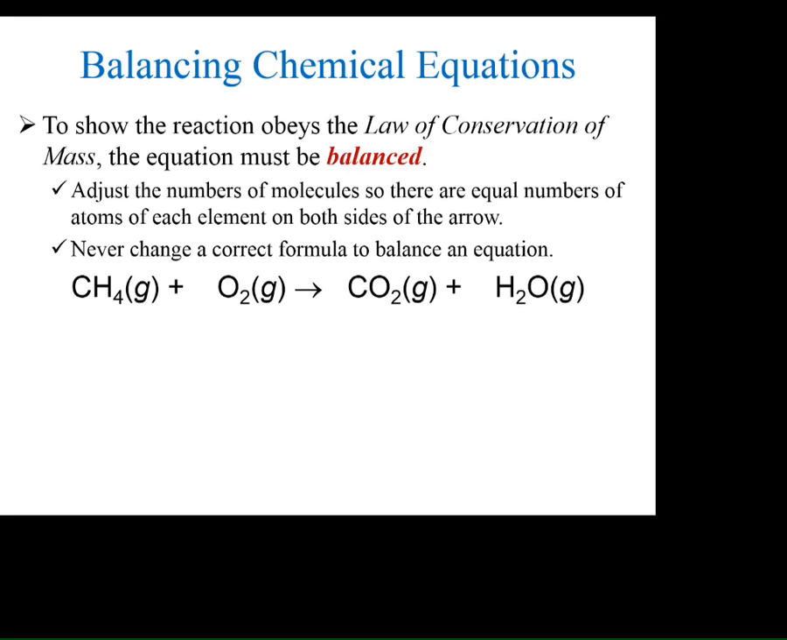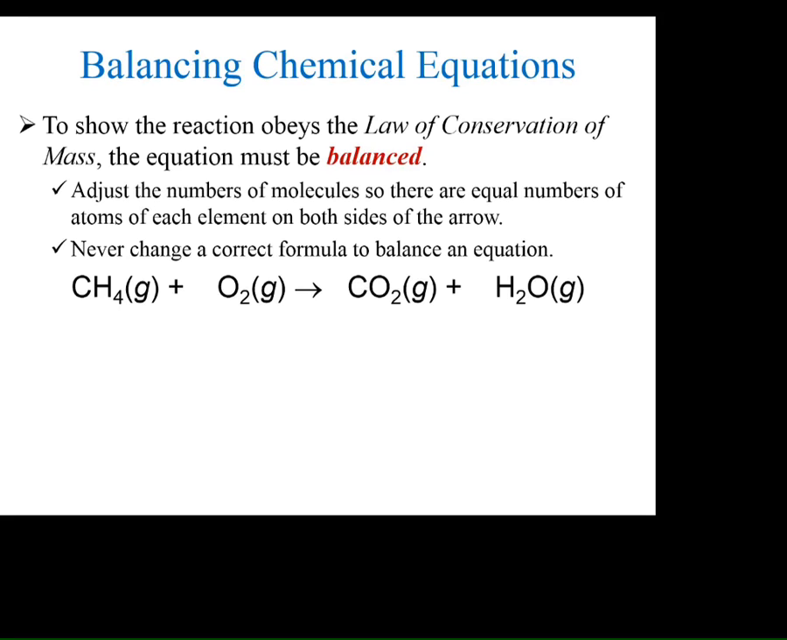So let's look at this one again. It's the very first one we did. This is methane gas burning in oxygen to make carbon dioxide and water. So this is not balanced, because one carbon goes in, one carbon comes out. That part's still good. Four hydrogens go in, but only two hydrogens come out. And then two oxygens go in, but three oxygens come out. So this is violating the law of conservation of mass, right? That doesn't make any sense. So I have to balance this.